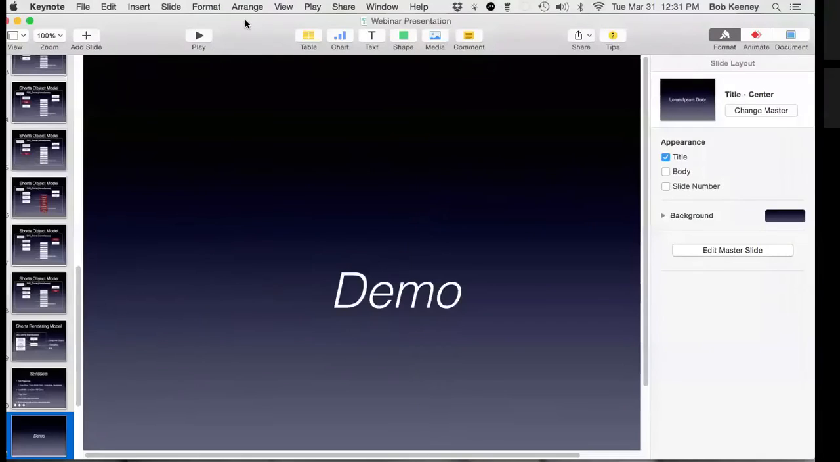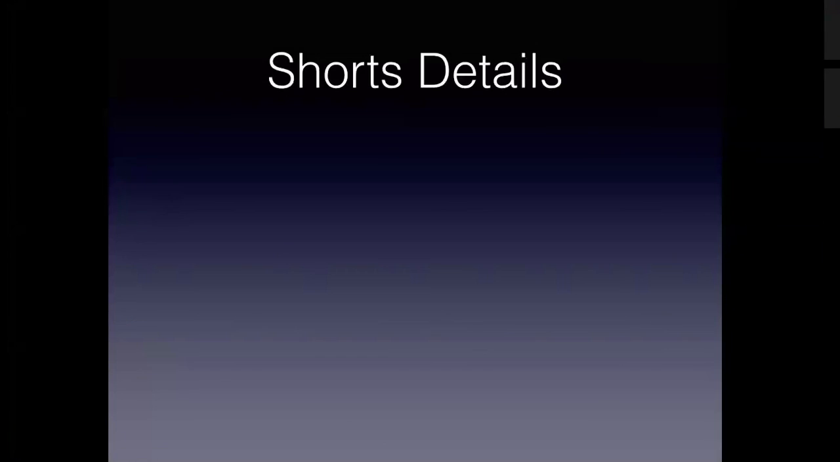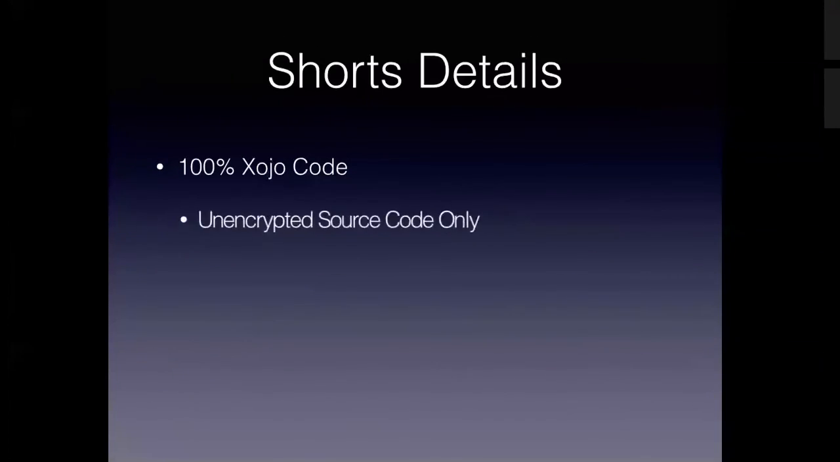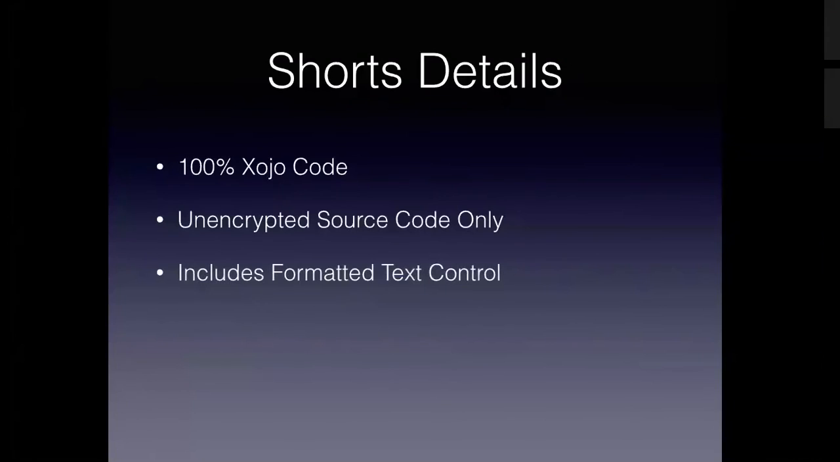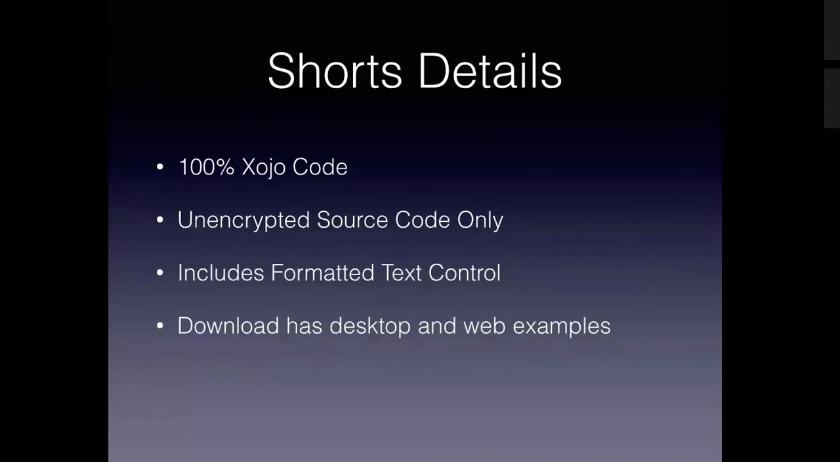So let's go back here. All right. So that's Shorts in a nutshell. It is 100% Xojo code, except for the Dyna PDF plugin. We only offer unencrypted source code at this point. And it does include the formatted text control that you can use in your desktop projects. And the download that's available off of our website has desktop and web examples built into it, so you should be able to play with it a little bit without too many hassles. And right now the price is $300.